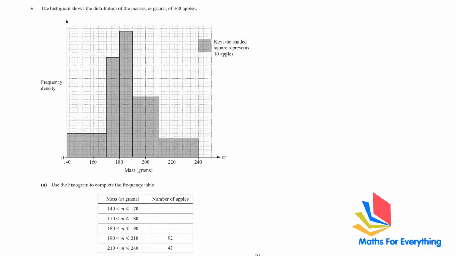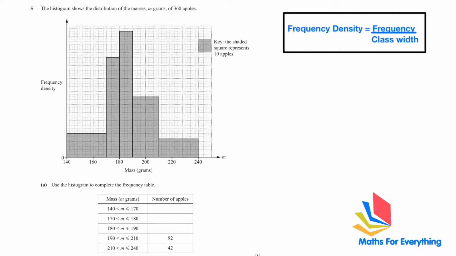So let's see what formula you can use to find the frequency density. We don't know how the frequency density has been numbered. So we use frequency density is equal to frequency divided by class width. Frequency is the numbers. So let's use this one. Each 5 squares is equal to 10. So this is 150, 170, 190, 210. So when the mass is between 190 to 210, the number of apples are 92.